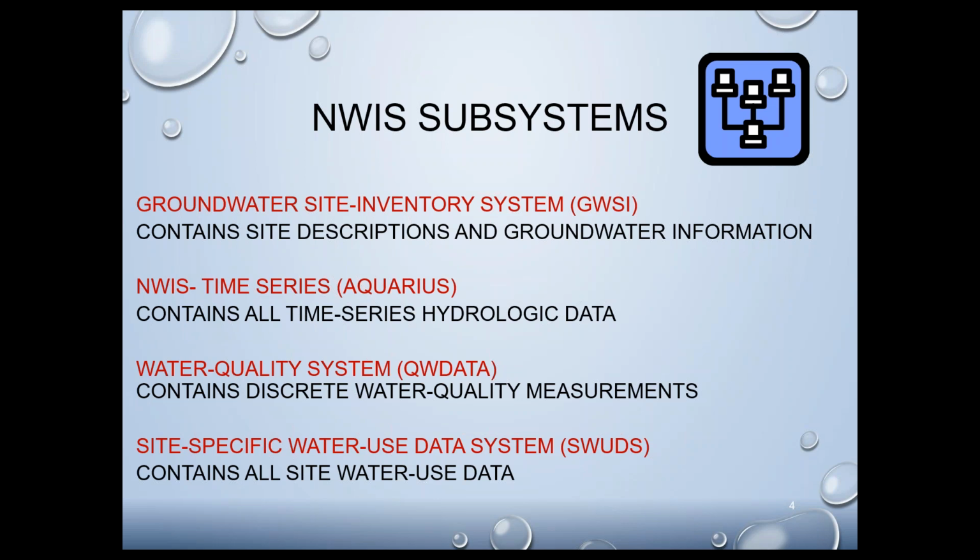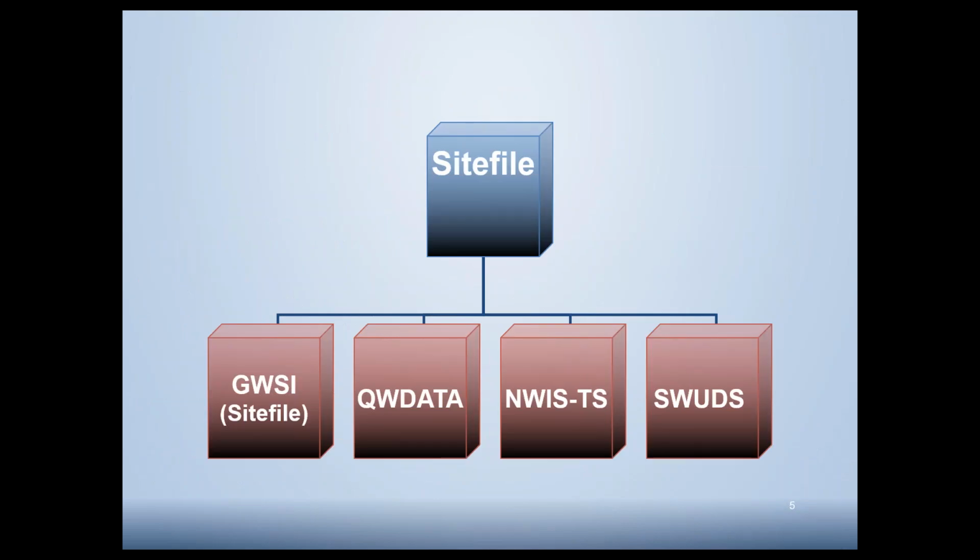Our water quality system, or QWDATA, contains discrete water quality measurements. And finally, the site-specific water use data system, or SWUDS, contains site water use data. This is what it looks like. So these 4 subsystems are all pulled together, and they all share a common site file.